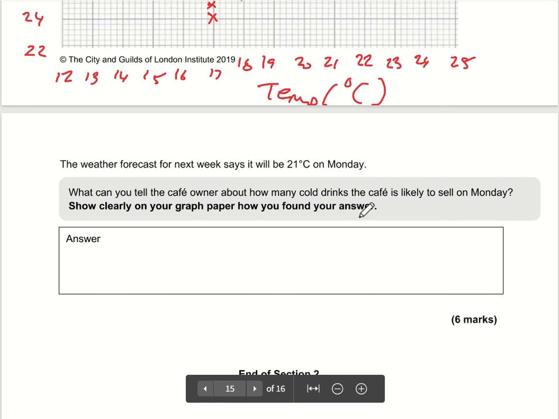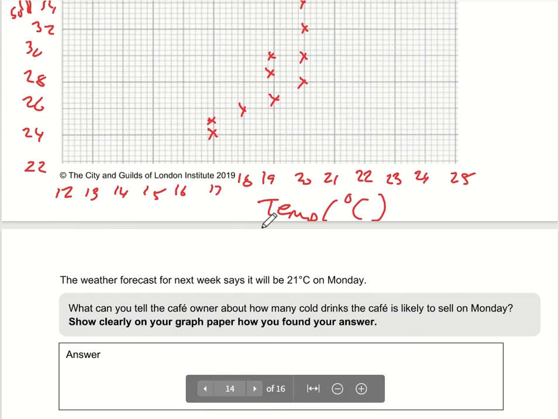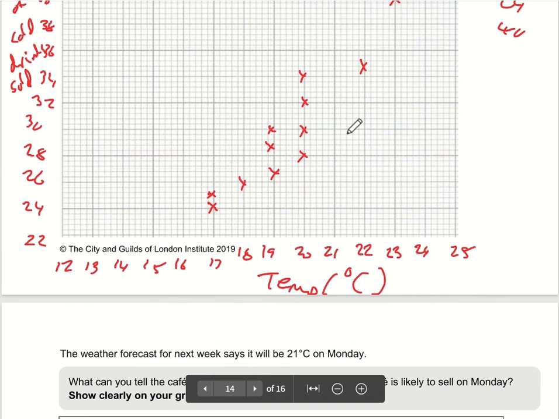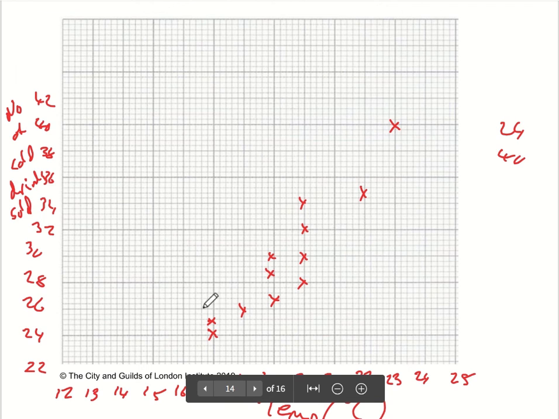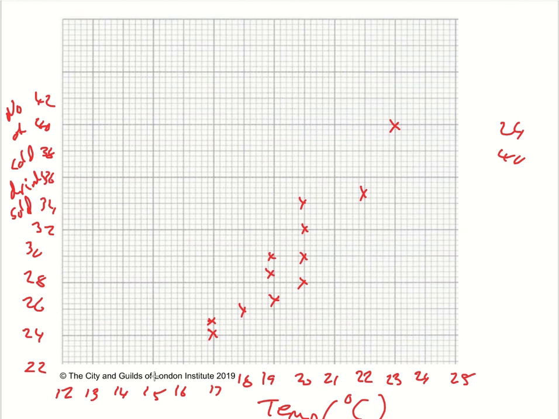So what do we need to do now? It says here the weather forecast for next week says it will be 21 degrees on Monday. What can you tell the cafe owner about how many cold drinks the cafe is likely to sell? Okay, so what we need to do here is draw in a line of best fit. Using a pencil and ruler, you're going to be drawing a line that cuts through the center of this data so that you've got more or less an equal number of dots either side of the line. Now, if I ask 5 students to do this, I might get 5 different lines of best fit, but they might all be perfect.